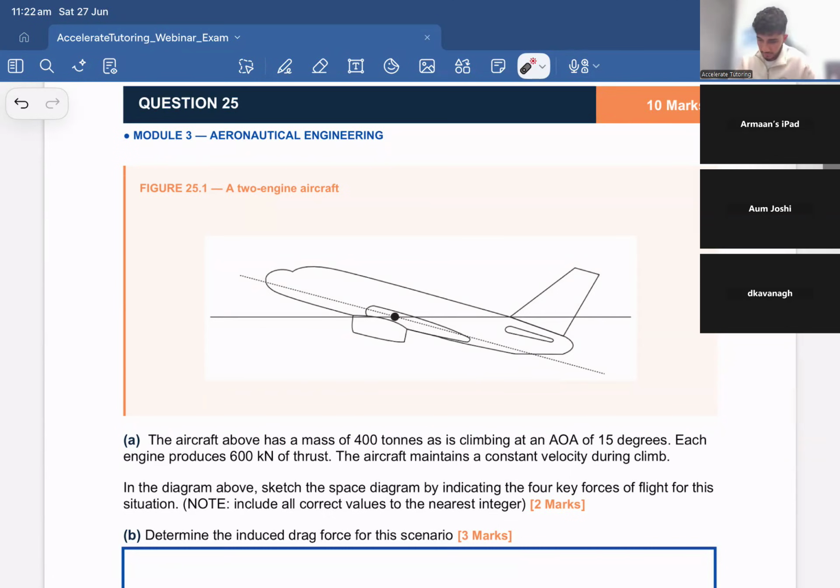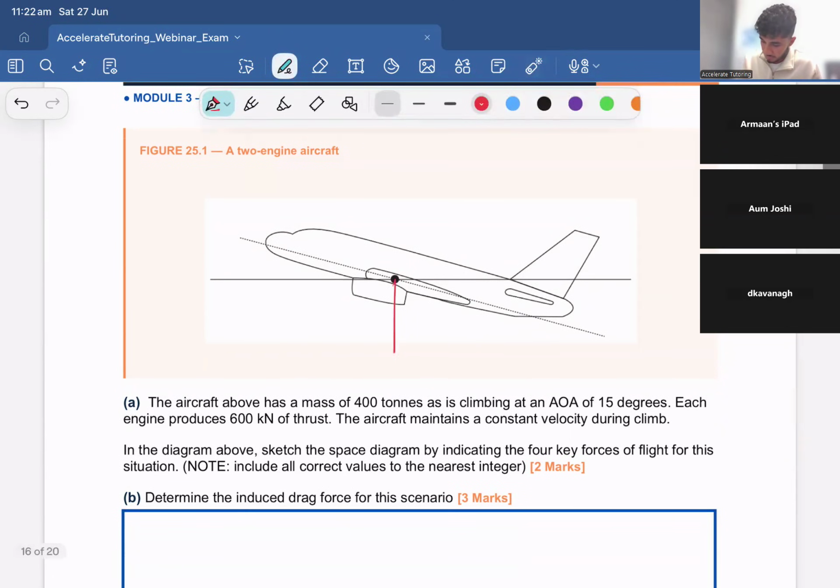So, very simply, we have our weight going down. That would just be the 400 tons times gravity. So 400 times 1,000 times 10. Put in a suitable unit. So 4,000 kilonewtons. I have drag acting down.